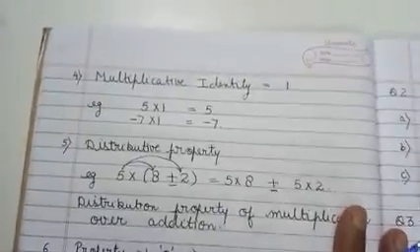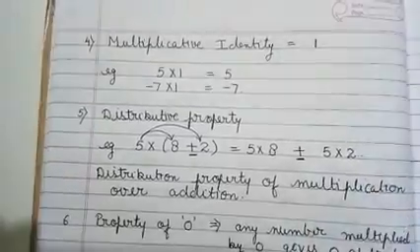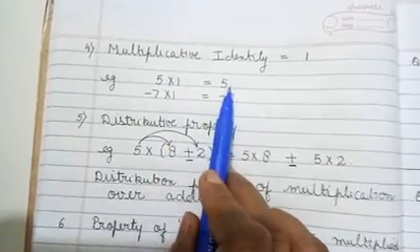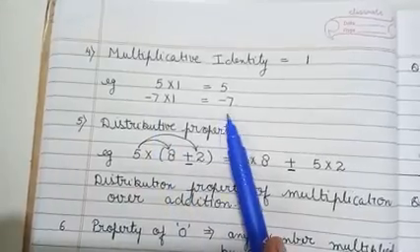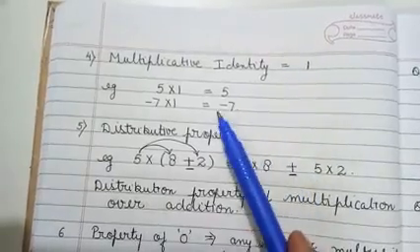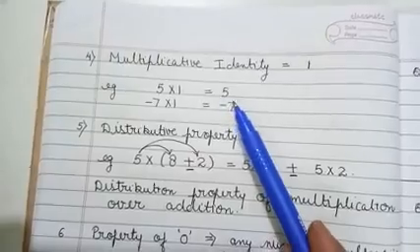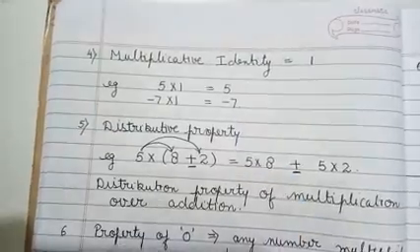Multiplicative identity. Multiplicative identity is 1. Why is 1 called the multiplicative identity, class? When we multiply any number by 1, does the value change? No, the value remains the same. 5 remains 5 and minus 7 remains minus 7. So we will say 1 is the multiplicative identity. उससे मल्टीप्लाई करने से नंबर की वैल्यू चेंज नहीं होती है, उसकी आइडेंटिटी चेंज नहीं होती है.